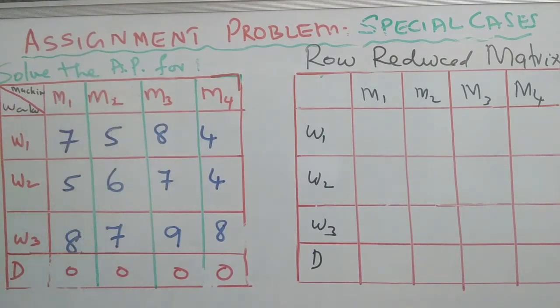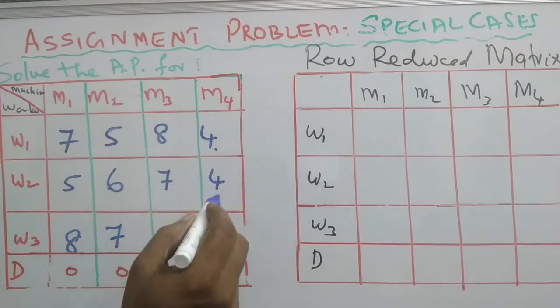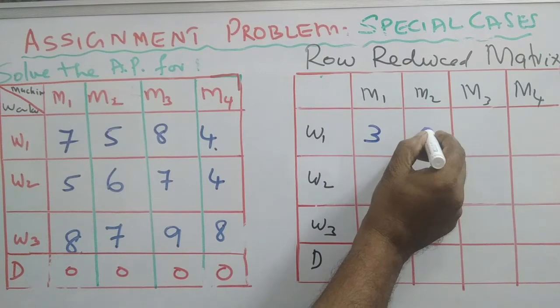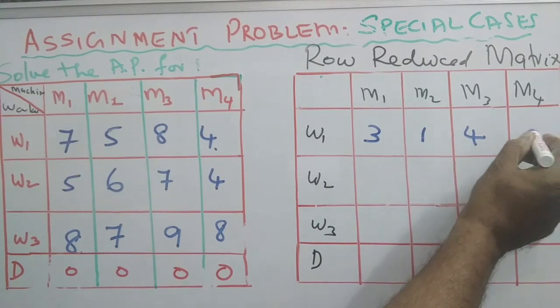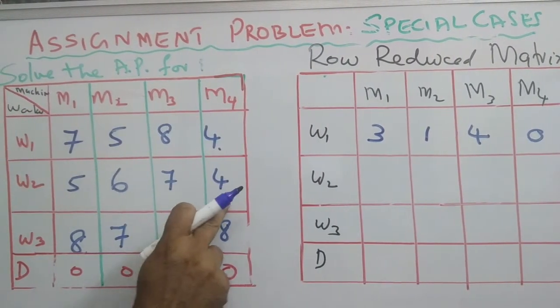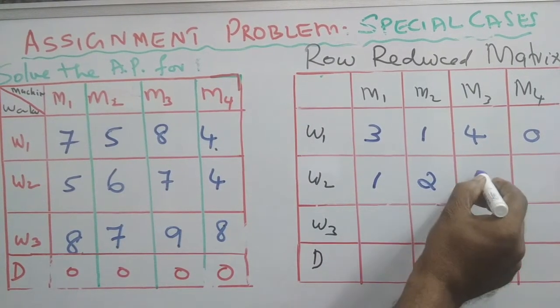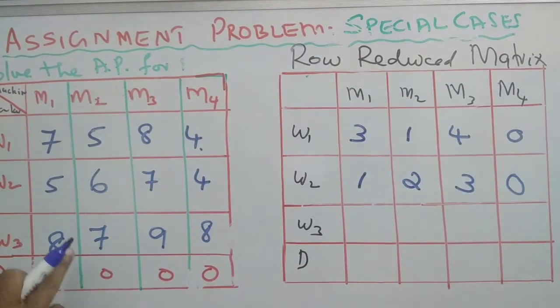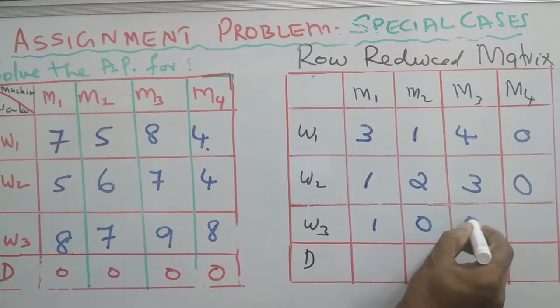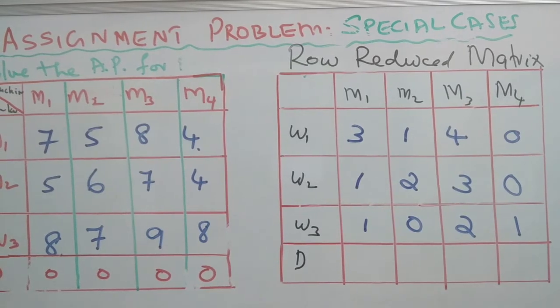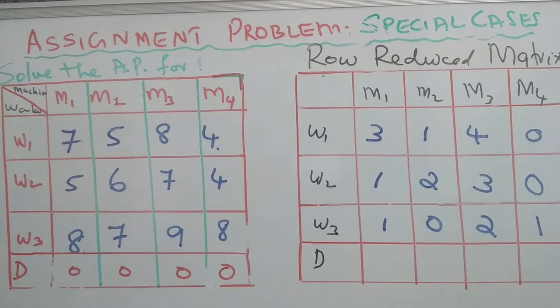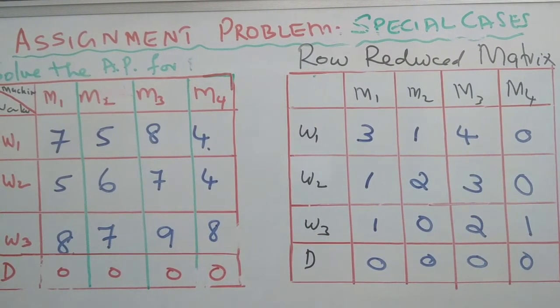Then in the Hungarian method, the first step is the row reduced matrix. That is, we are subtracting the smallest element in each row from every element. Here it is 4: 7 minus 4, 3, 5 minus 4, 8 minus 4, 4 minus 4. Then second row, the smallest is 4: 5 minus 4, 6 minus 4, 7 minus 4, 4 minus 4. Here it is 7, 1, 0, 2, 1. In the dummy row, all are zeros. Therefore, nothing to change. Carry out that value here. Then we get the row reduced matrix.